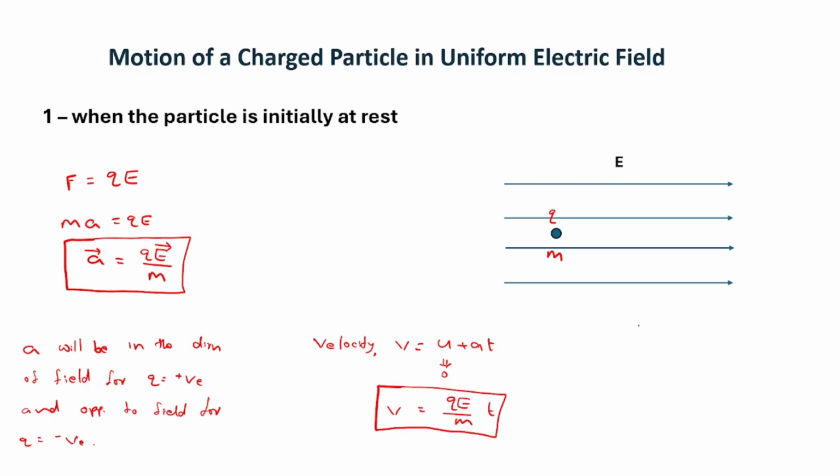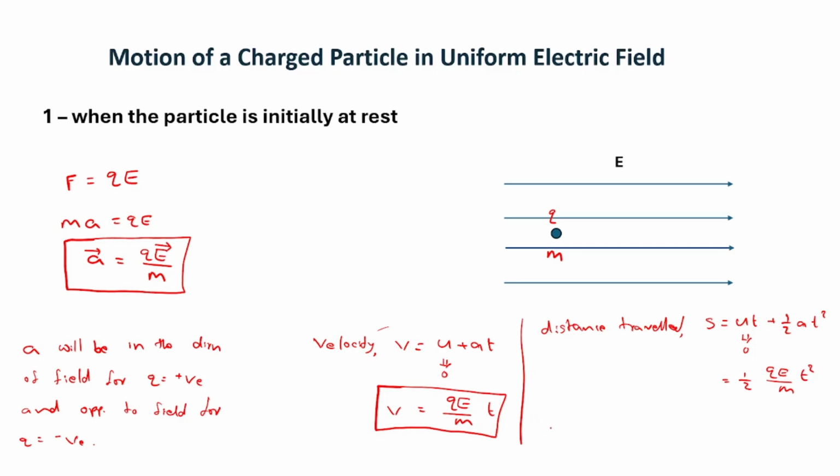And we can also find the distance traveled. The distance traveled will be equal to ut plus half at square, but initial velocity is 0, so that is half into acceleration, that is QE by m, times t square.